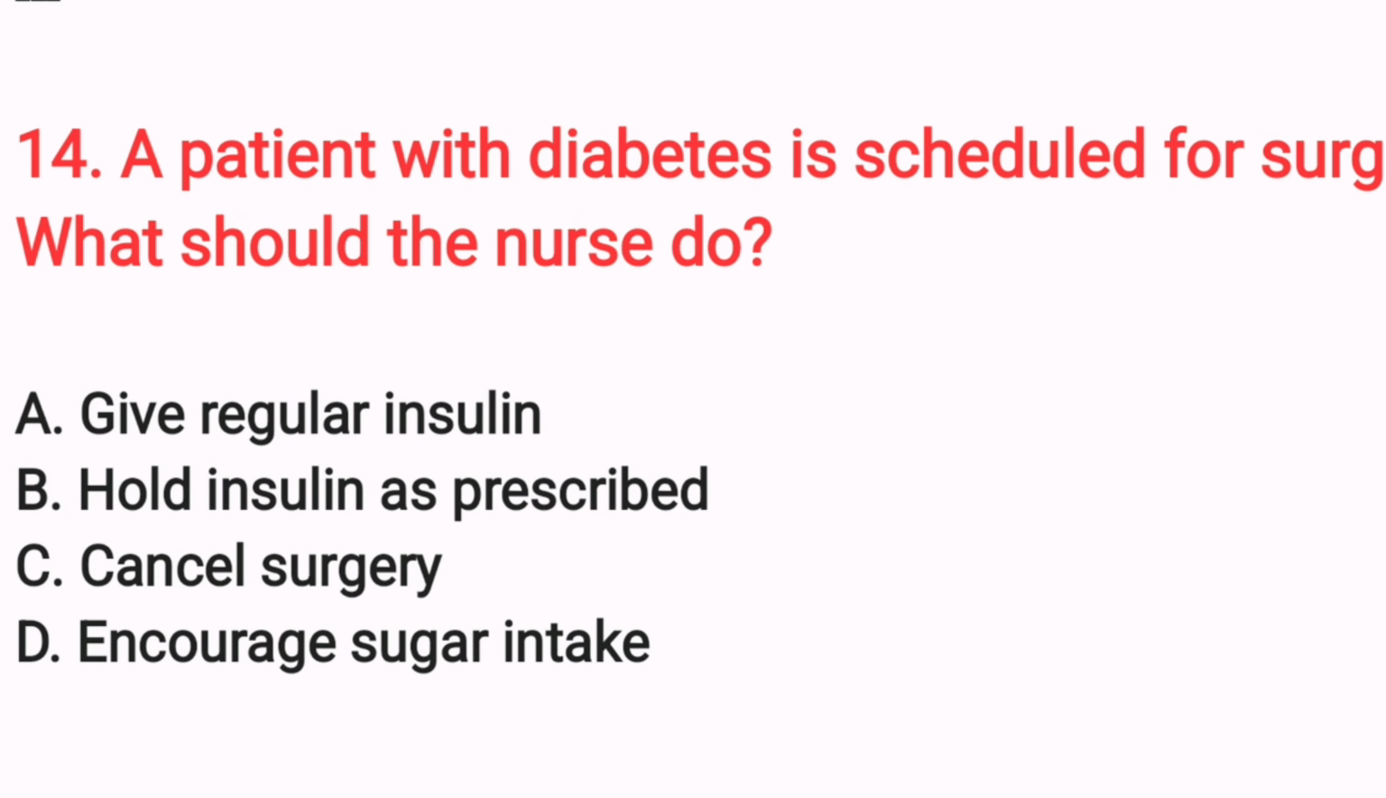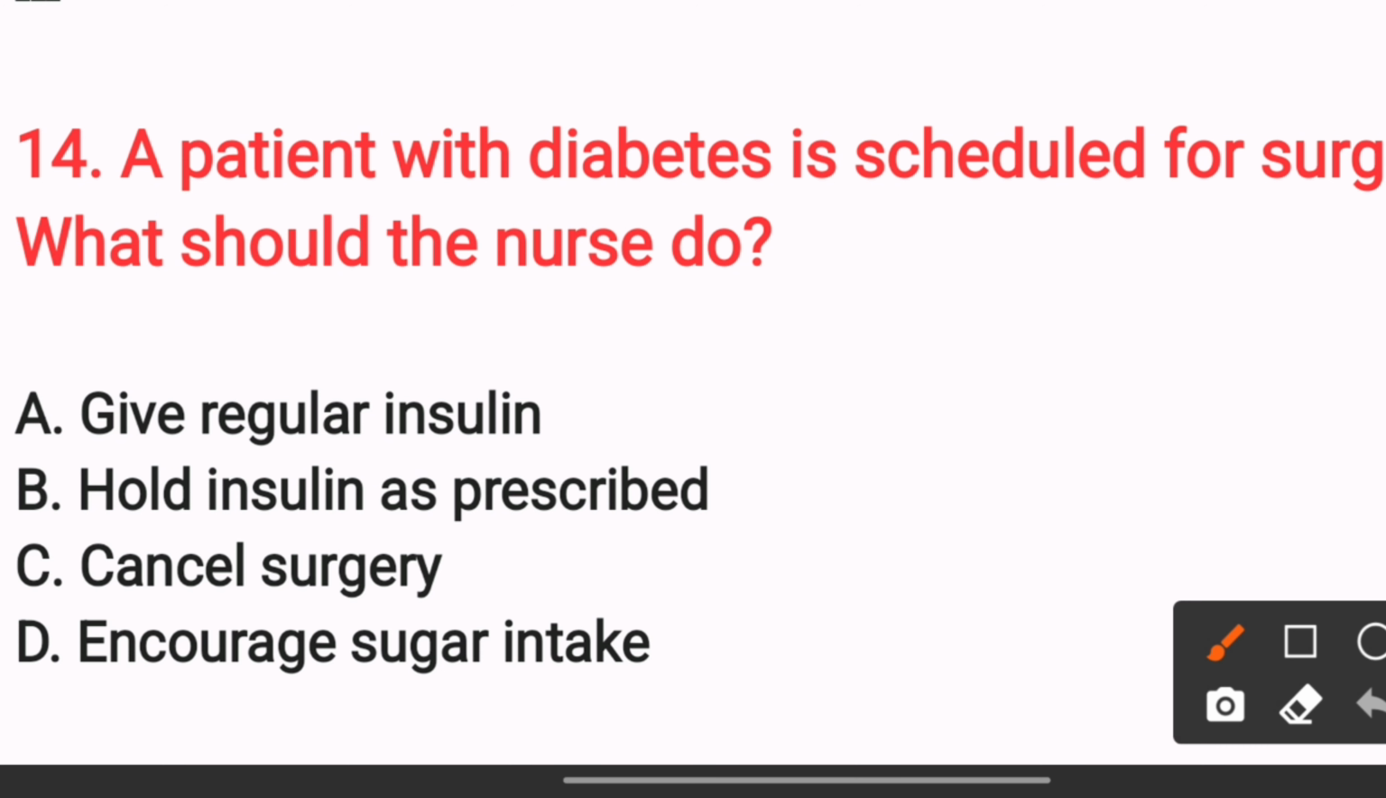Next, a patient with diabetes is scheduled for surgery. What should the nurse do? Option A, give regular insulin. Option B, hold the insulin as prescribed. Option C, cancel surgery. Option D, encourage sugar intake. Option B is the correct answer.